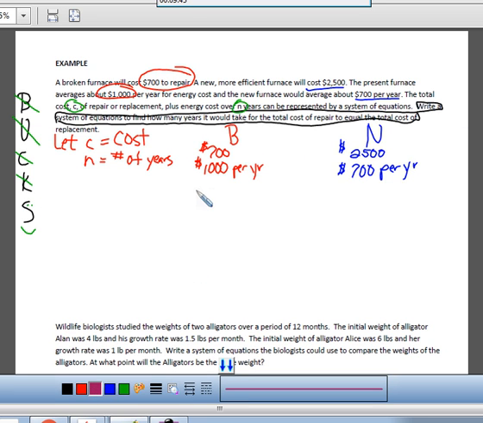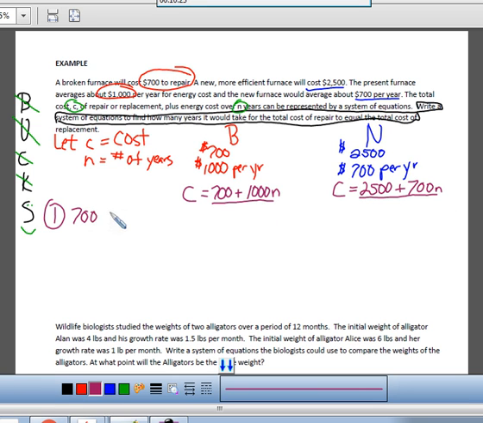So this one is C, the cost is going to equal that $700 plus the $1,000 N per year. And the other one is $2,500 plus $700 per year. So, let's go to that first step now. I'm going to write an equation. They're both equal to C. If I want to find out when their total cost is going to be the same, I'm going to set this equal to this. Then I only have one variable, it's N.